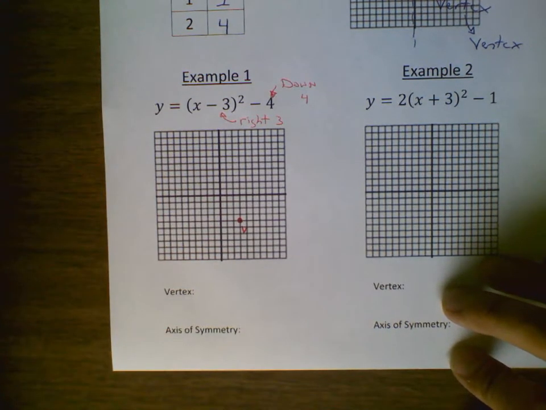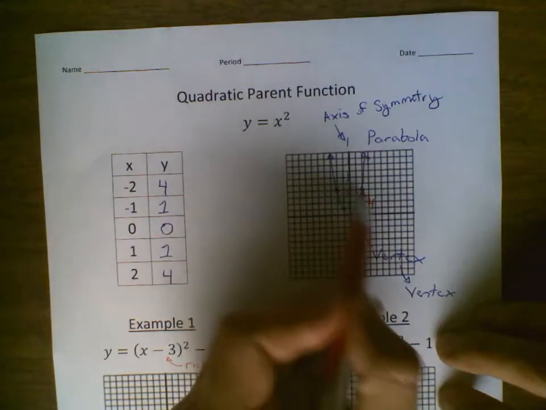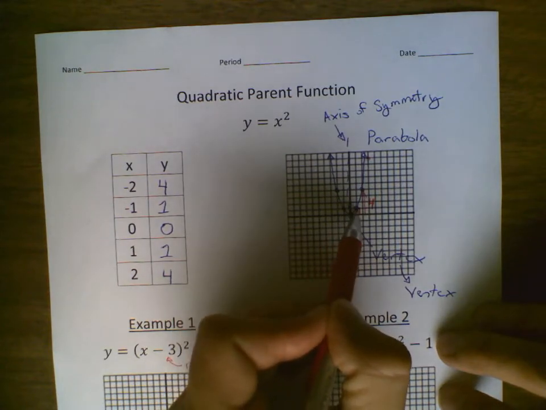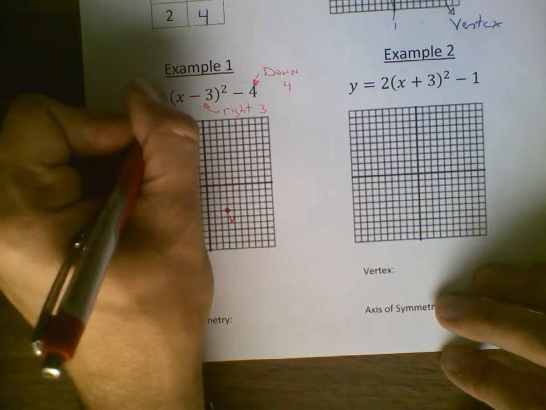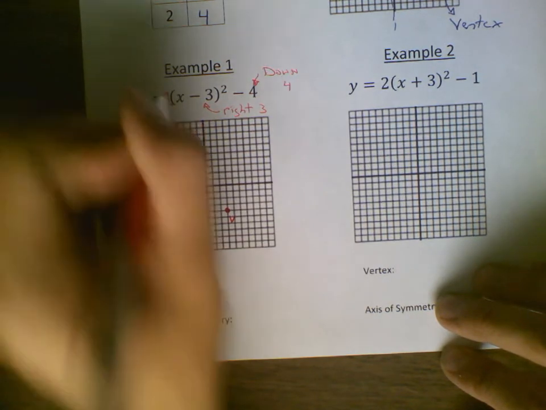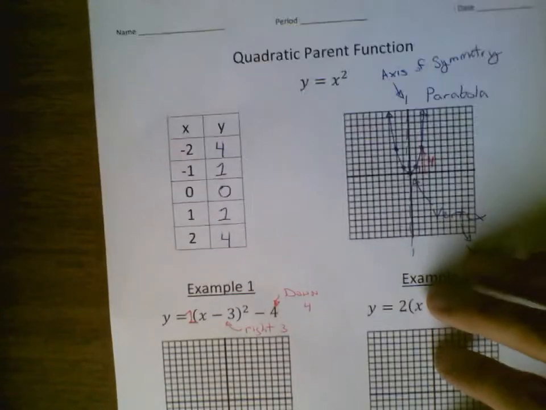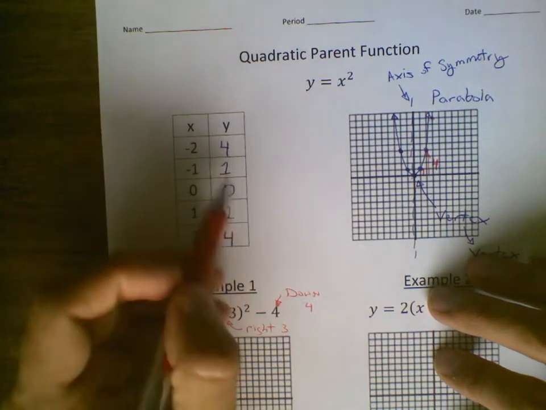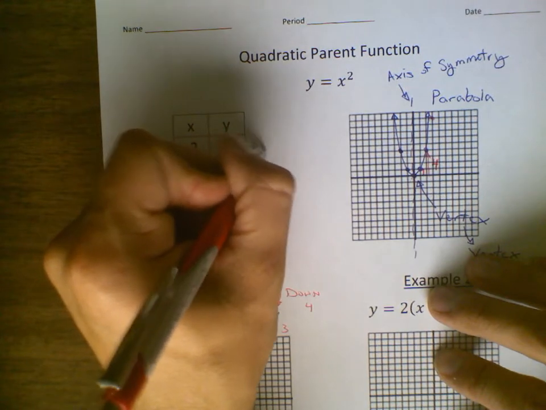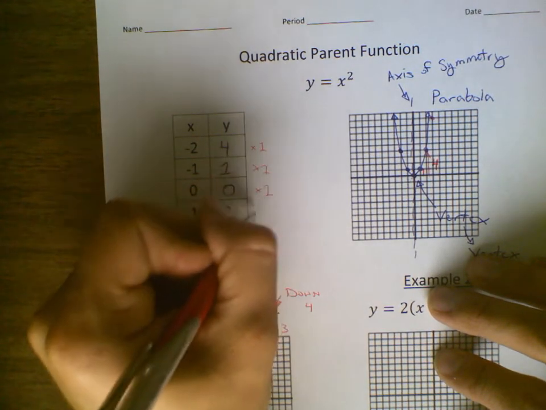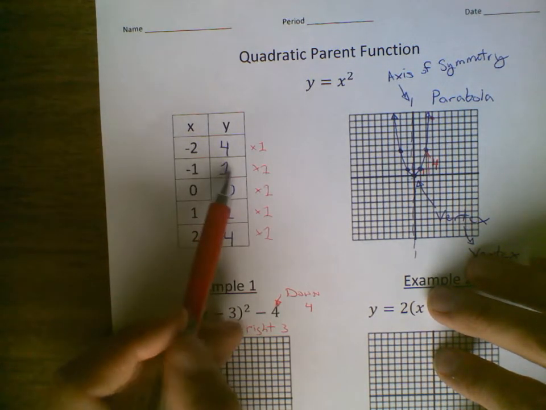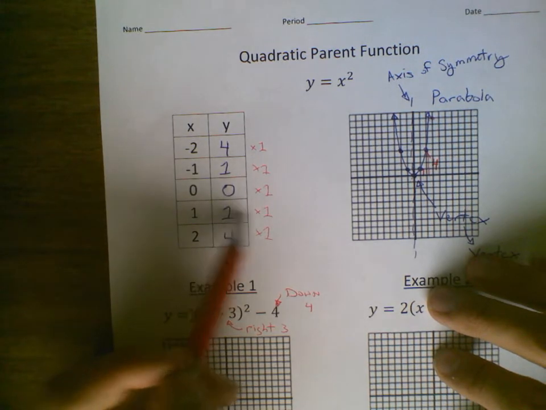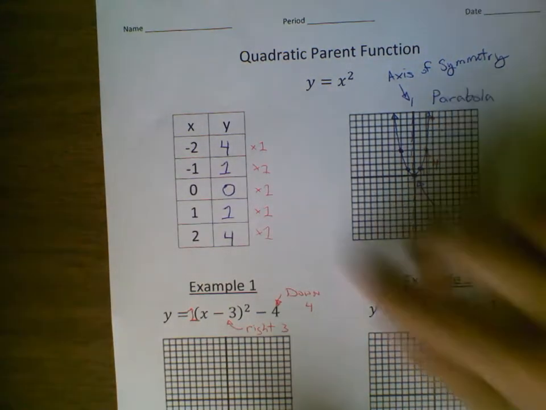Then I want to find my other 4 points. So I want to find these two and then those two. Starting from my vertex, I now use the A value, and I notice the A value is a 1 here. Because it's a 1, I'm taking all the y values that I originally would have and just multiplying them by 1. If I multiply them by 1, the numbers don't change: 4 times 1 is still 4, 1 times 1 is still 1, 0 times 1 is still 0, 1 times 1 is 1, 4 times 1 is 4. So none of these numbers change. They stay the same.